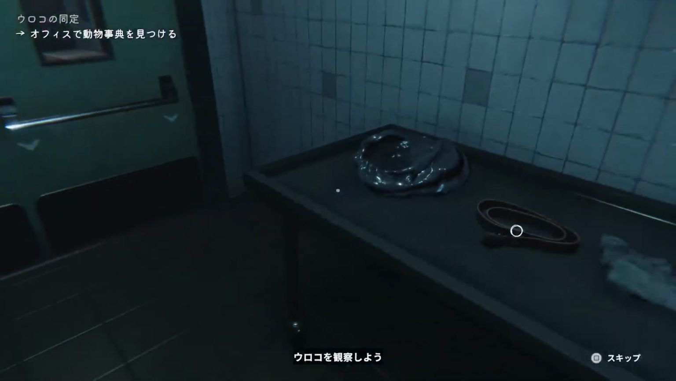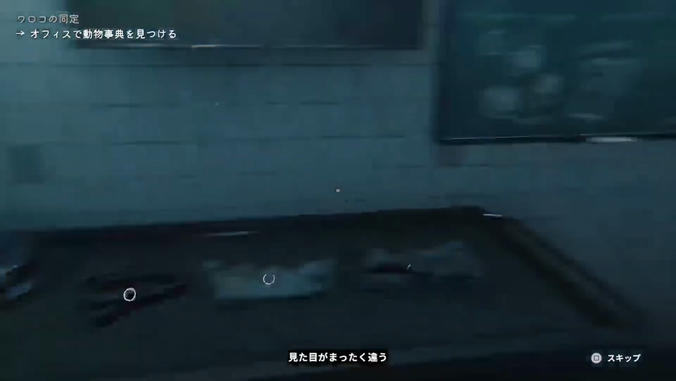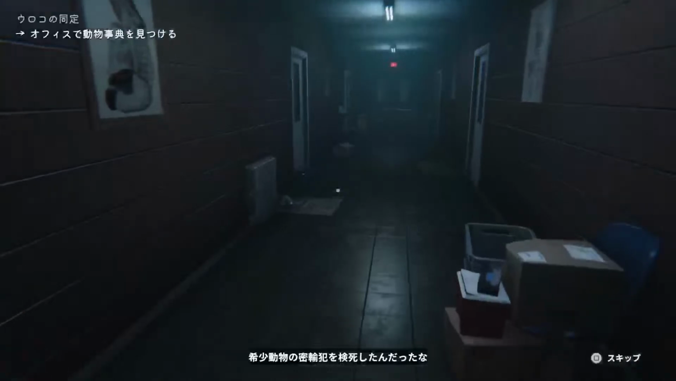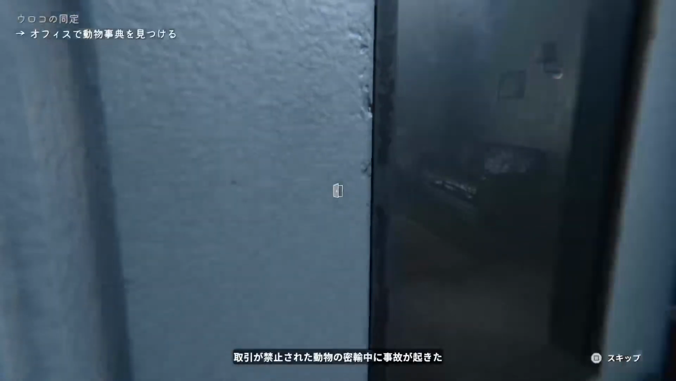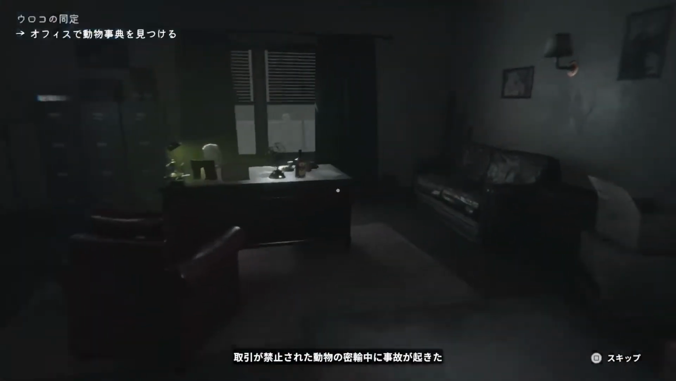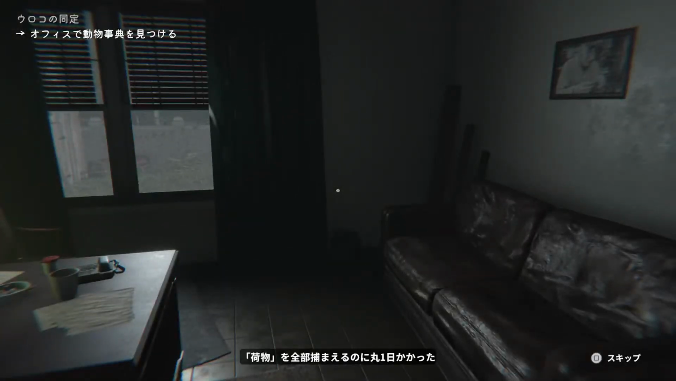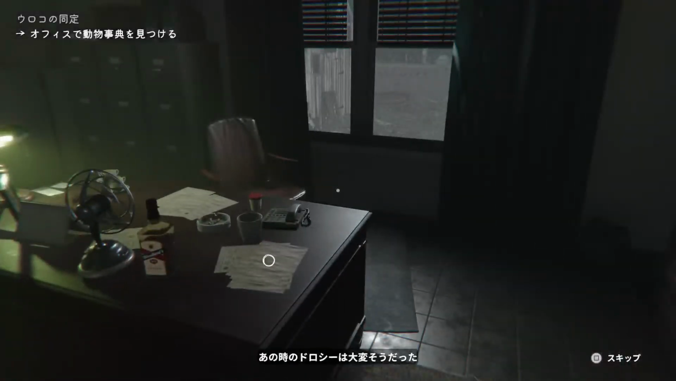Okay, I'll take a look at the scales. They seem too different. Dorothy once brought an animal encyclopedia here. She performed an autopsy on an exotic animal smuggler who suffered an accident while transporting illegal animals. Not only were the police needed on site, but it took nearly a day to round up his cargo. Dorothy had a hard time with that case. Some reptile would just come out of their can and grab him. Okay, the book.